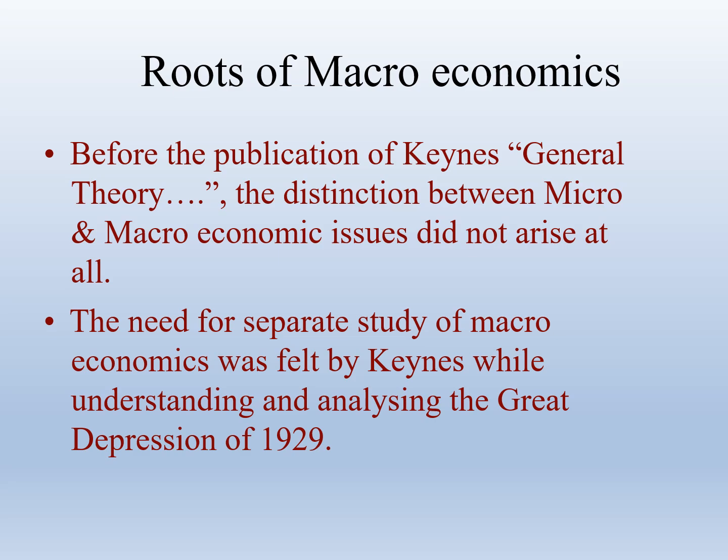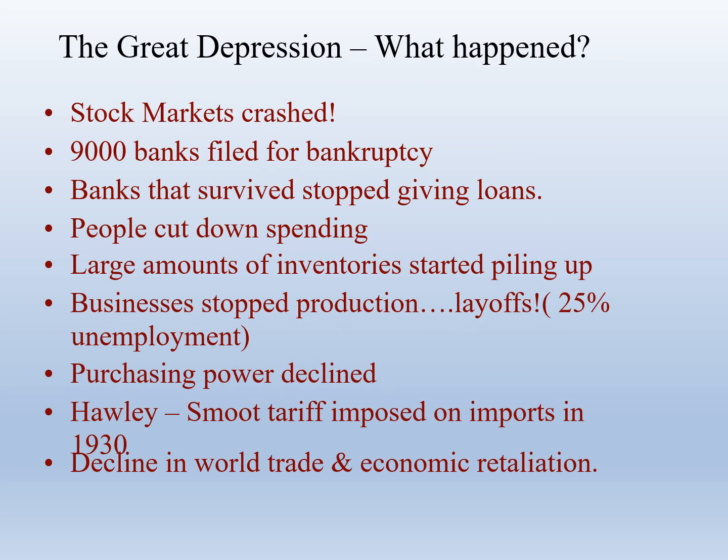This was by understanding the analysis of the Great Depression. So what happened in the Great Depression? First, the stock market crashed, totally crashed at that time. Around 9,000 banks filed for bankruptcy. That means banks became insolvent at that time. Banks that survived stopped giving loans. When banks don't have money, how can we assume that banks will give us loans? Because they were already facing insolvency at that time.